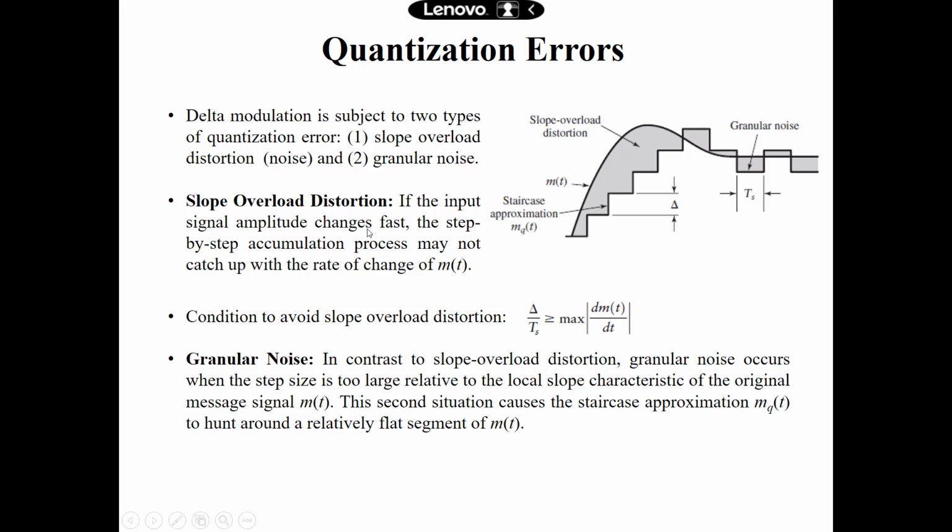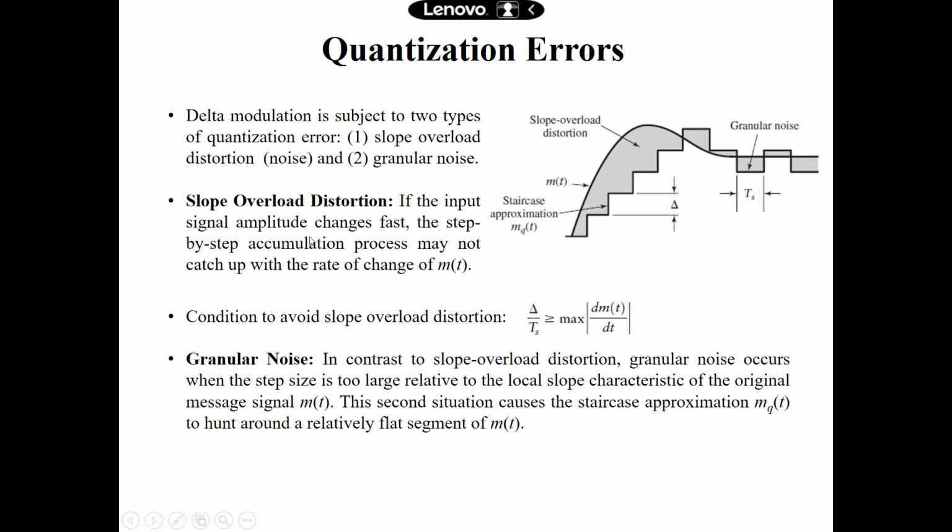So what is slope overload distortion? Suppose I'm approximating by a staircase. When I'm approximating it by a staircase, there might be an amplitude level difference between my staircase and my original signal m(t). You can see it from here. So this is your slope overload distortion. And this is your staircase approximation. This is your message signal. So this is your slope overload distortion.